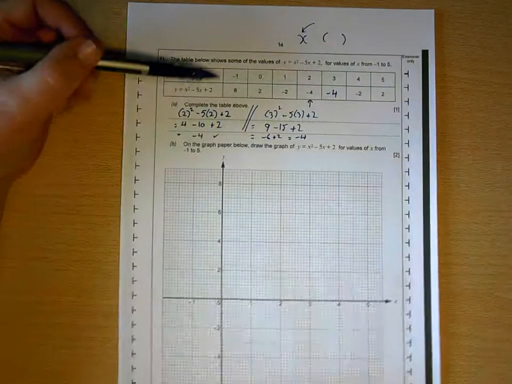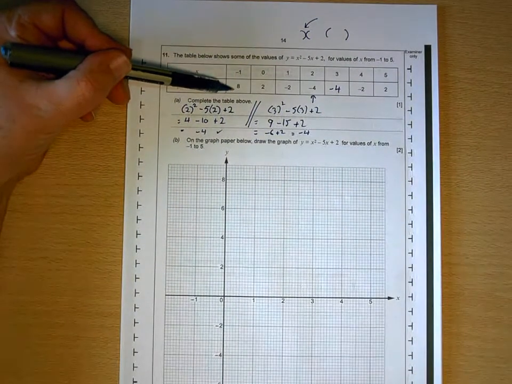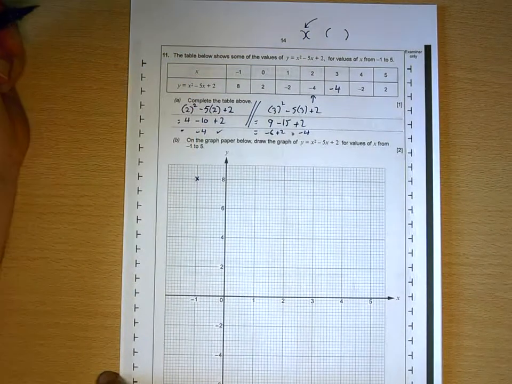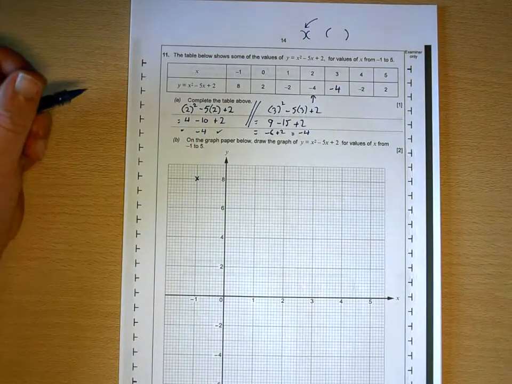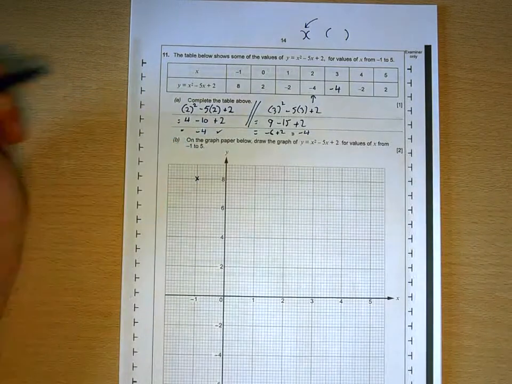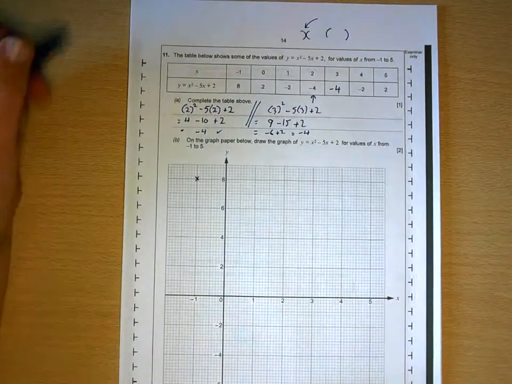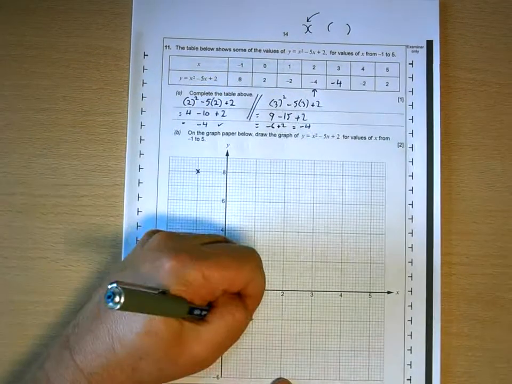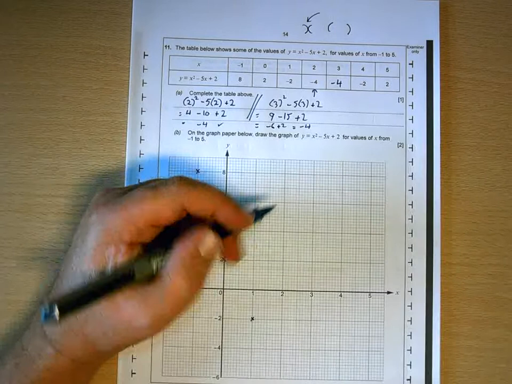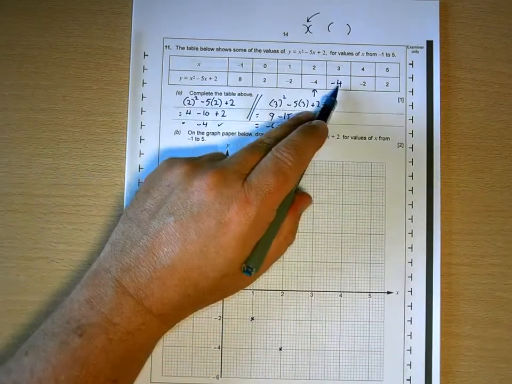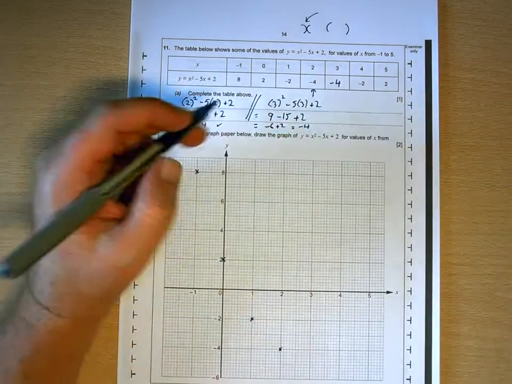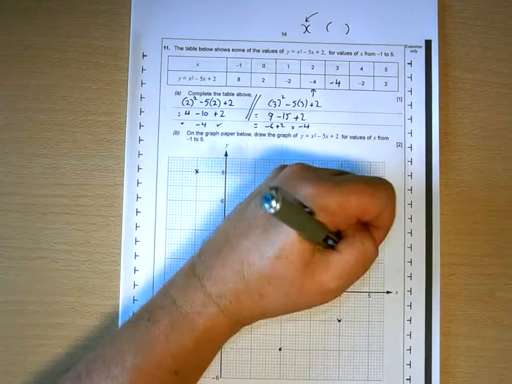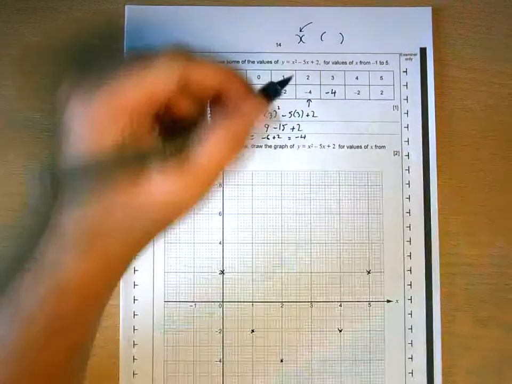Okay, now we're going to plot the points. So when x is negative 1, y is 8. And it's important when you plot these that you plot them clearly. So you don't put a little dot, make sure you mark an accurate cross. 0 is 2, 1 is negative 2, 2 is negative 4. We'll leave that for a moment. 4 is negative 2, and 5 is 2.